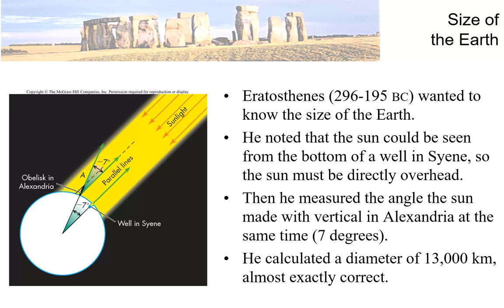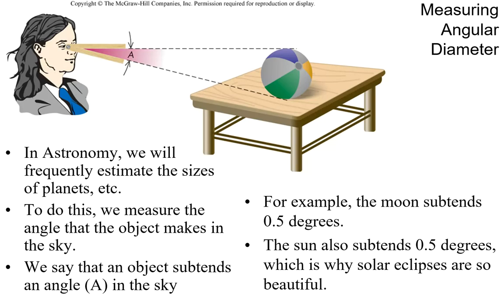So that the Earth is a ball with a diameter of 13,000 kilometers was known 200 years before the time of Christ. It wasn't some hidden secret when Christ walked the earth. So that's some background on ancient astronomy. Now we're going to move into more recent astronomy in the coming week.